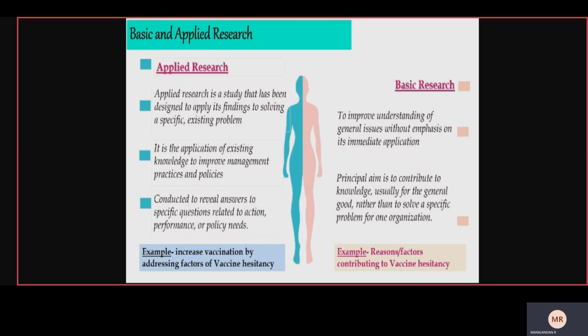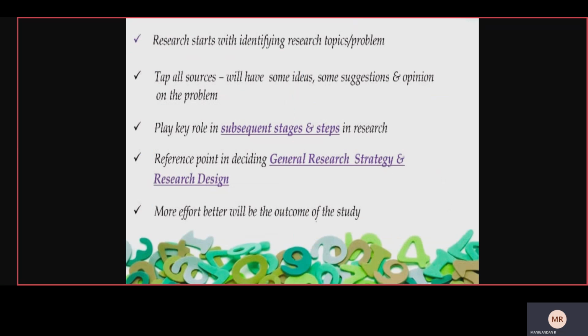For example, increasing vaccination by addressing the factors of vaccine hesitancy. This is the main example of applied research. And coming to basic research, it is basic and fundamental. We improve the understanding of general issues without emphasis on immediate application. It is like a slow process. An example is the factors contributing to vaccine hesitancy: what are the reasons contributing to vaccine hesitancy? And the research starts with identifying a research topic or problem.